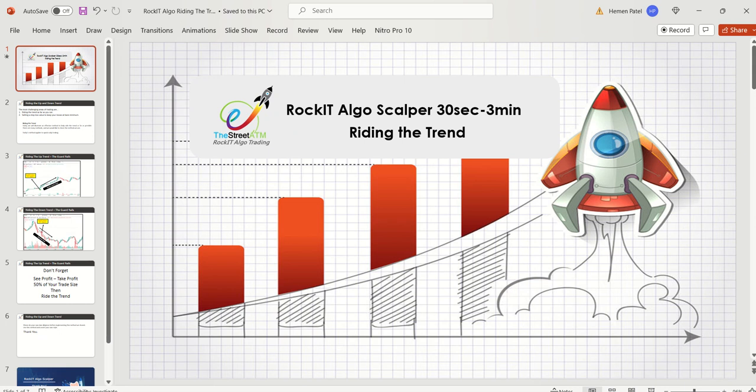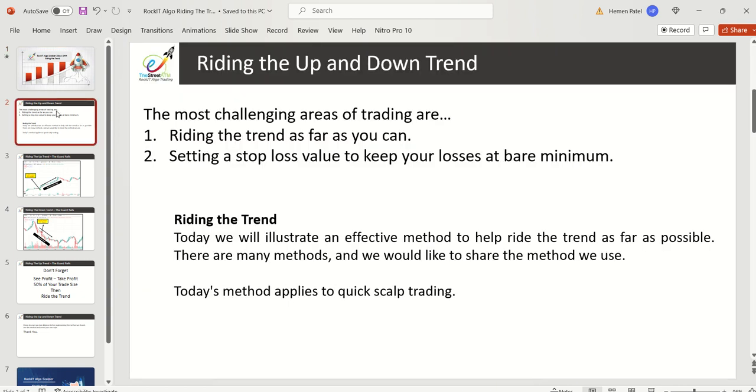Today, we want to show you a technique we've developed that could be improvised for riding the trend. Everybody has a challenge, like how far should we ride the trend? What is the bare minimum stop loss we can execute to enhance profits? So this riding the trend strategy that our algo has figured out works very well. But definitely, we would like you to use your own style based on the idea that I'll be sharing today.